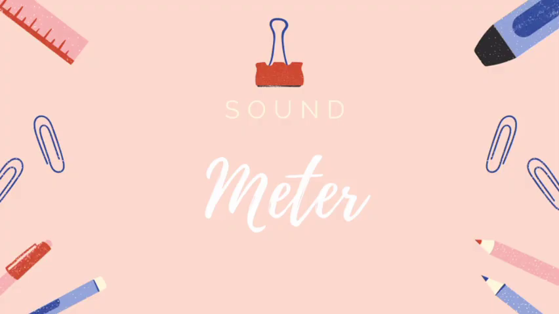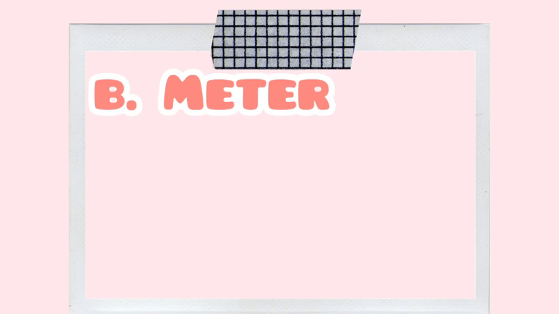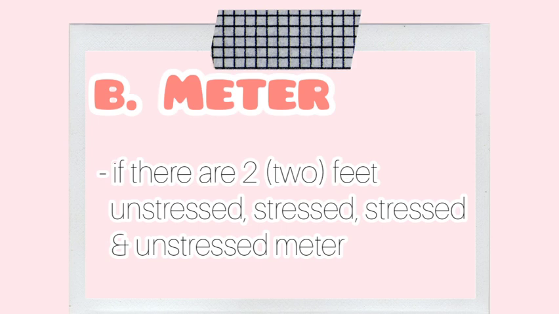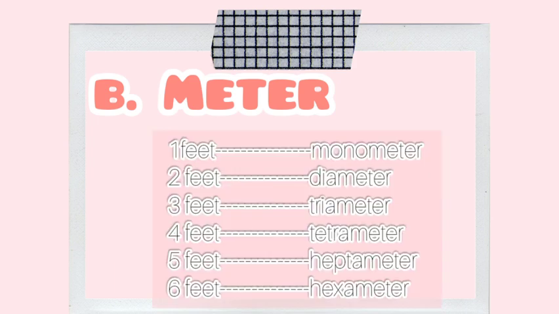So the next thing we're gonna look at is the meter. Meter is the regularity of the rhythm. How many times in one line are there unstressed, stressed, or stressed and unstressed syllables? If there is only one foot, for example, an unstressed, stressed syllable, the meter is monometer. If there are two feet, the meter is dimeter. If there are three, four, five, or six, we classify the meter as trimeter, tetrameter, pentameter, and hexameter.